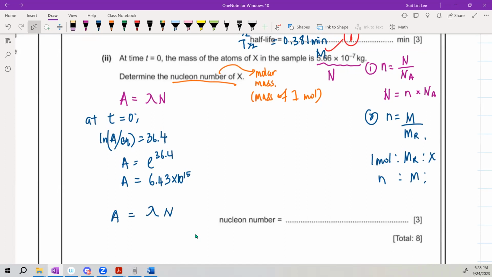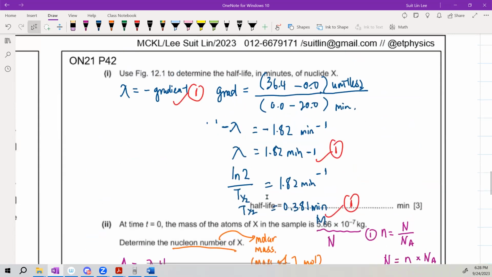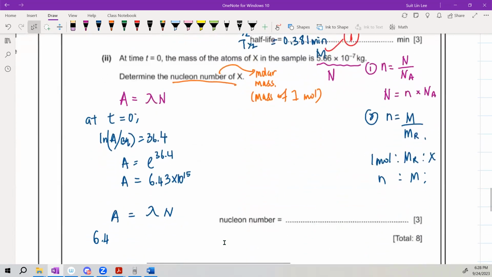Okay. So this one is 6.4. I look for half-life by lambda, this half-life. A bit annoying. But anyway, hang on. 6.43 times 10 to the power of 15. I could use the value of lambda that I have just now, or I can go back to my ln 2 over half-life because I need this to be in SI.